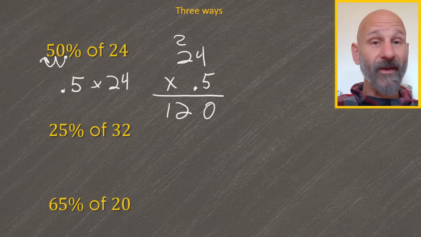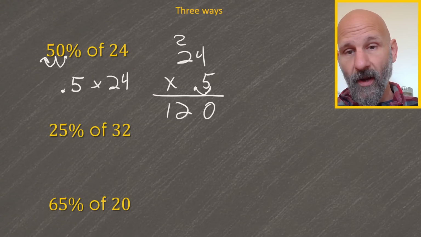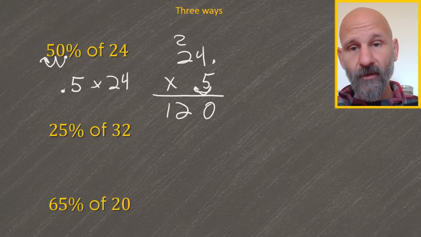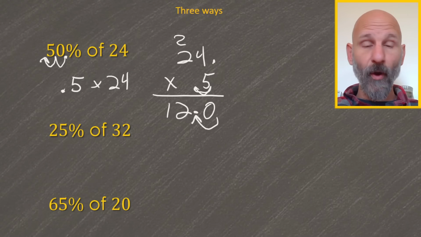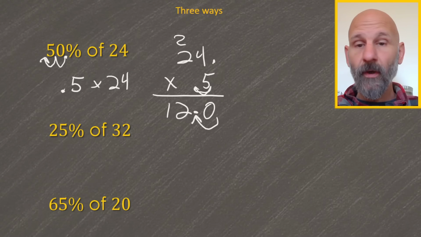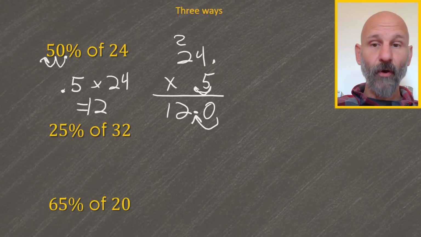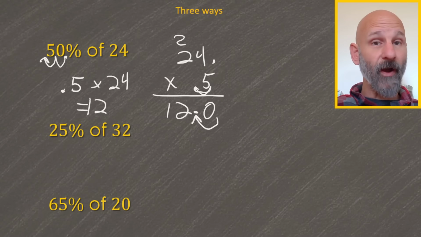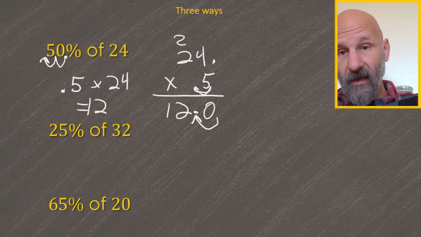Now, with the decimal, we got to keep that in mind. So over here, we only have one number behind the decimal. So we need one number behind the decimal with our product there. So 12.0, okay, or just 12. So this would equal 12. Okay, so 50% of 24 equals 12 using the decimal method. Okay, we'll also do fractions later.